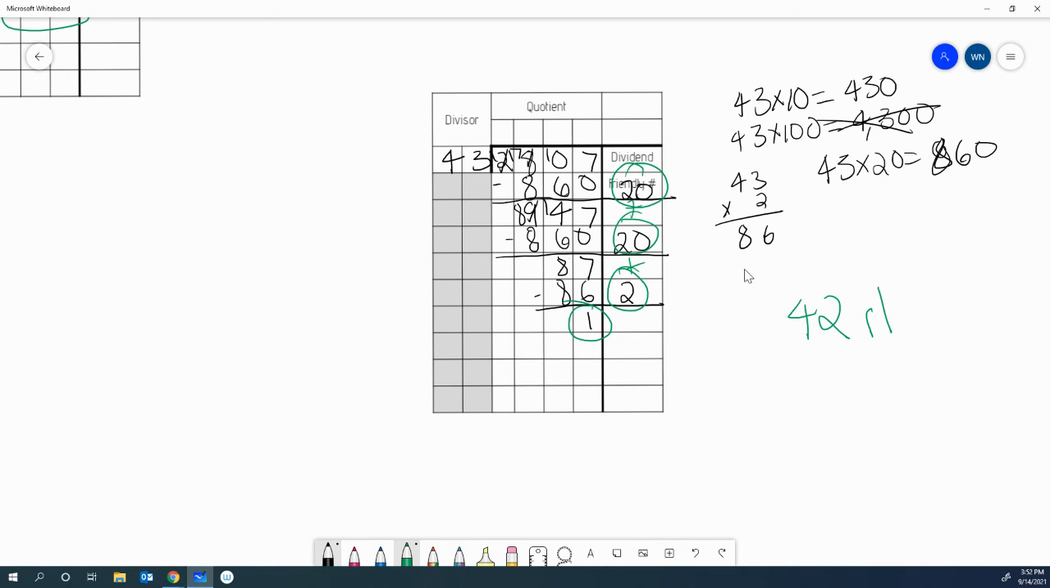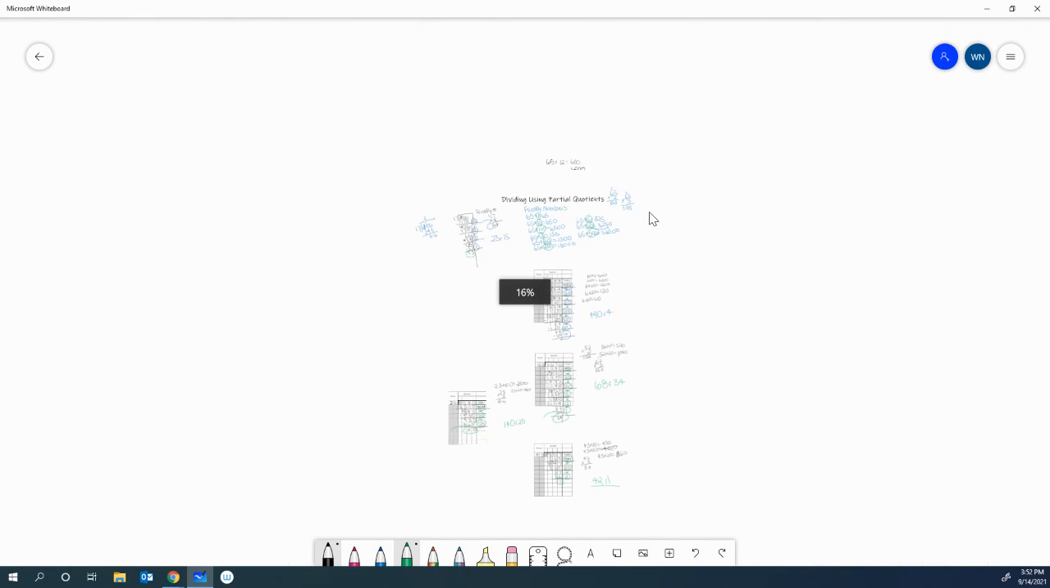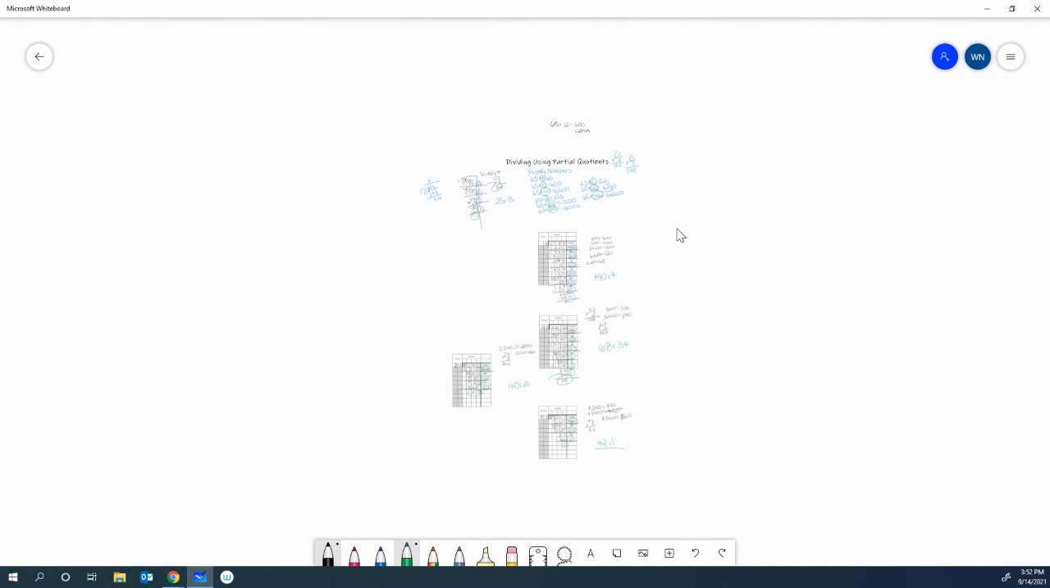Even if your friendly numbers are different than mine, because instead of using 20 twice, you could have used 10 4 times. It doesn't matter what your friendly numbers are, as long as they add up to the same answer, 42, remainder 1. Remember, you can always go back and review a video, because I know things like this can be a little bit more difficult than we're used to. That's all the work we did today. Oh my goodness. Go back, review the video if you need to, and as always, ask your teacher if you need help.